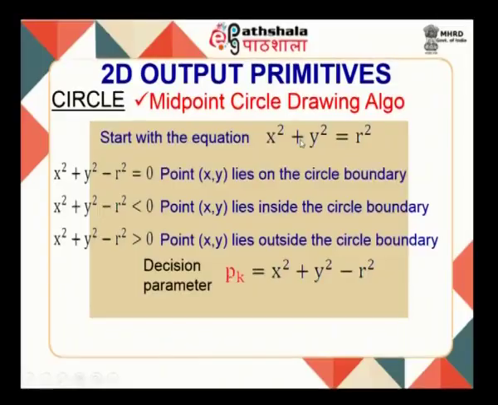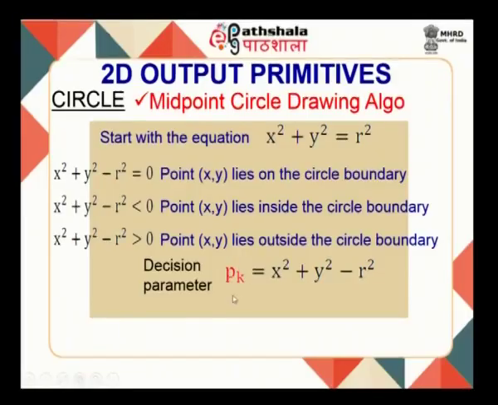The circle with center at origin and with radius r units is given by the equation x squared plus y squared is equal to r squared. So, as we know from coordinate geometry, if x squared plus y squared minus r squared is equal to 0, that means any point x comma y that satisfies this relation is a point that lies on the circle boundary. Any point x comma y, when you substitute that in the relation x squared plus y squared minus r squared, if it is less than 0, the point is an inside point. So, it lies inside the circle boundary, and any point x comma y for which the value is greater than 0 is an outside point.